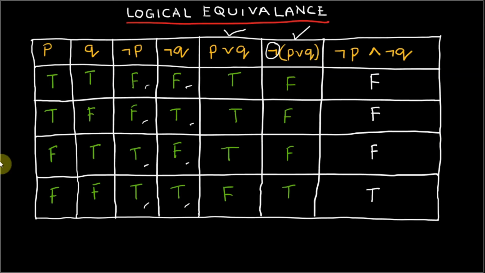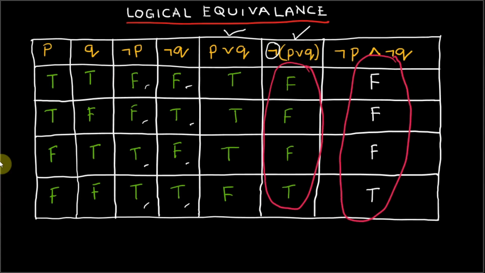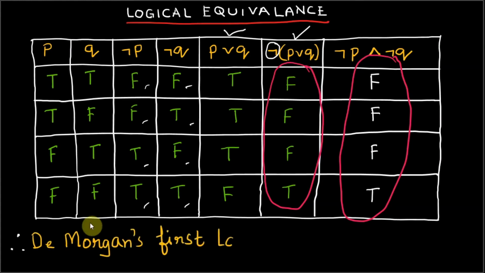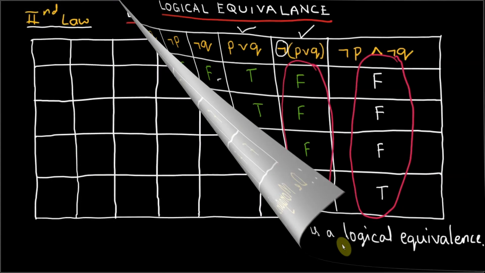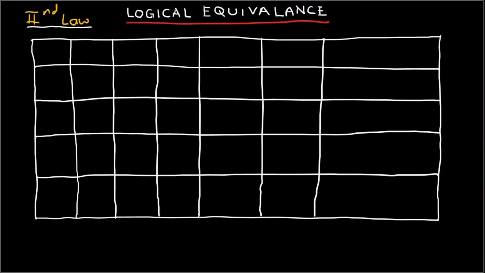Now, if we compare the results of not of P or Q and not P and not Q, we find that both are the same, and these two compound propositions used as a biconditional will be a tautology. Therefore, De Morgan's first law is a logical equivalence. Similarly, draw the truth table for the second law. First, make a table with columns for P, Q, not P, not Q, P and Q, not of P and Q, and not P or not Q.